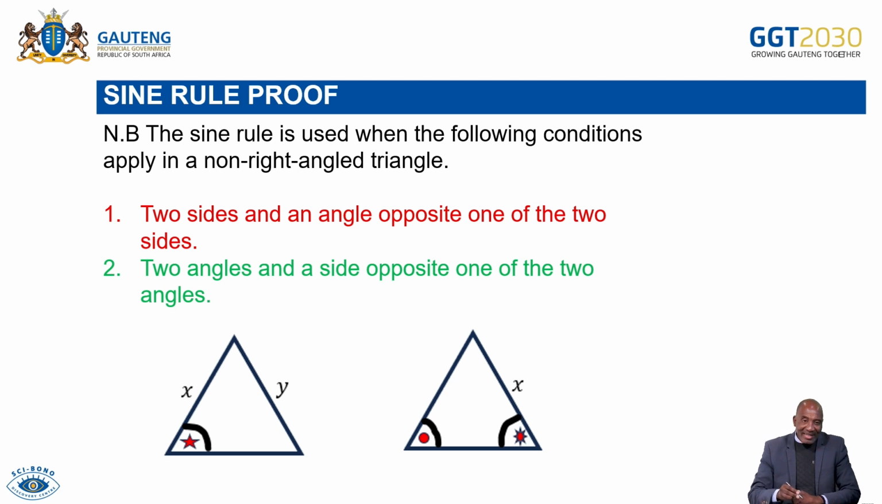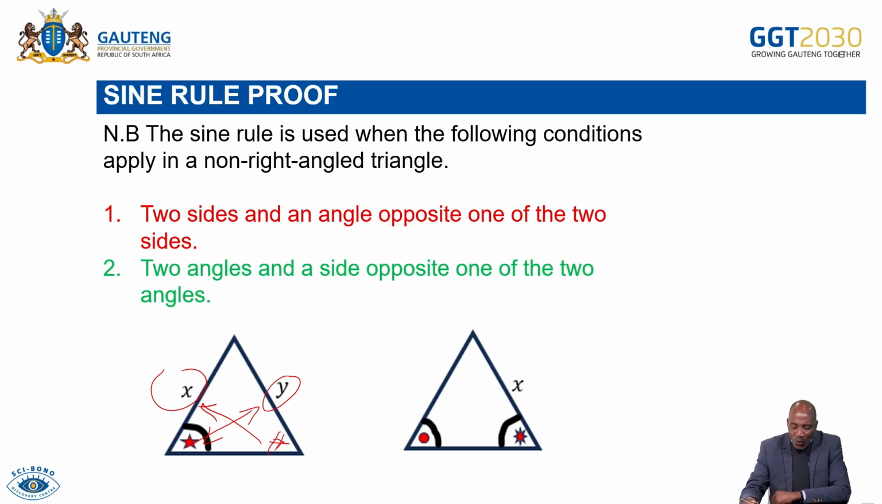So whenever you are given two sides and an angle opposite one of the sides, meaning this is the side given and there is the angle opposite that side, you can find this missing angle here because you know the corresponding side. You are going to form a ratio and simplify.